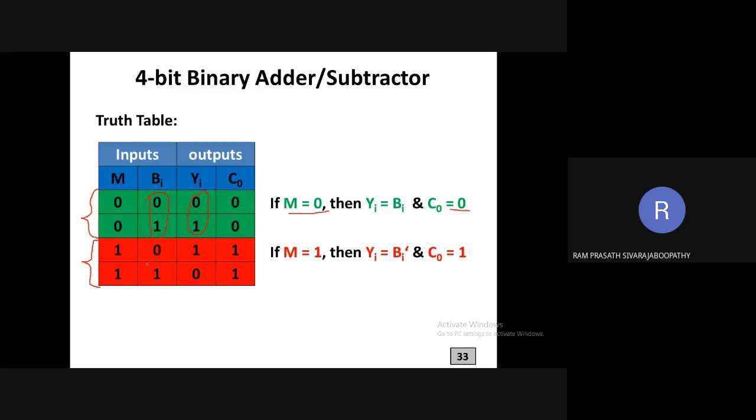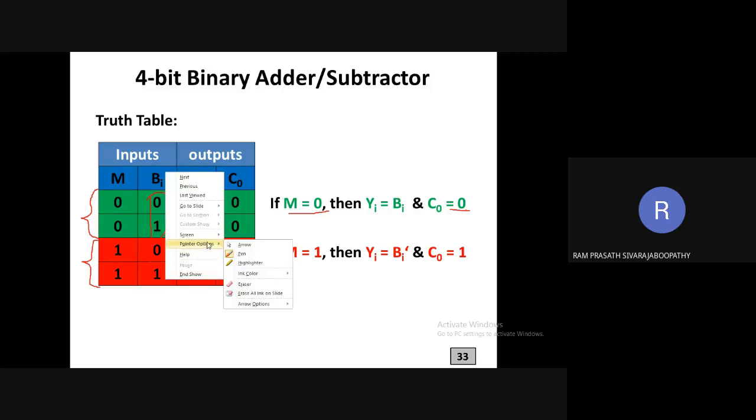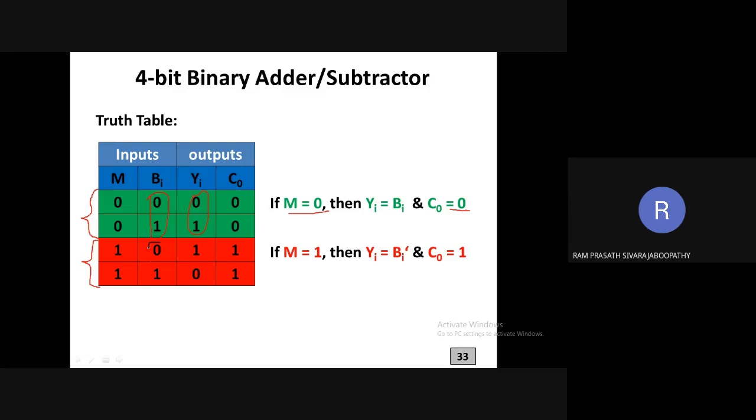Okay, consider this condition: M is equal to 1. Now look at what we have. The 0 and 1 here become 1 and 0. 0 becomes 1, 1 becomes 0. Have we complemented? What does it mean? M equal to 1 means Yi equal to Bi bar, and C0 is equal to 1. Is it clear for all of you? I think everyone understands up to this truth table.